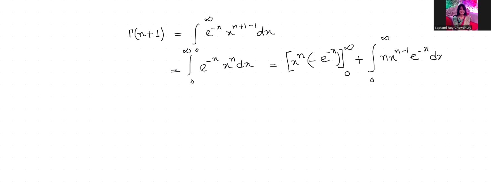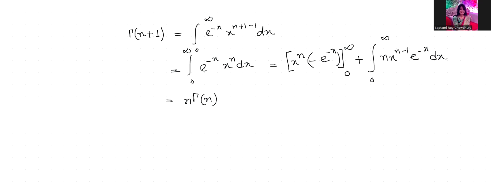Now, if you put there infinity, that value will be 0. If you put there 0, that value will be 0. As a result, this whole term will be 0. Now, look at this part. n times, this is obviously your gamma n. So, this is another formula: gamma n plus 1 equals n gamma n.